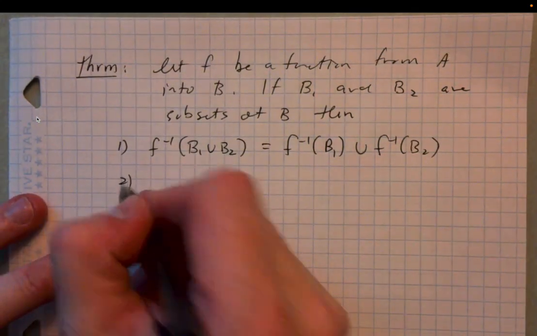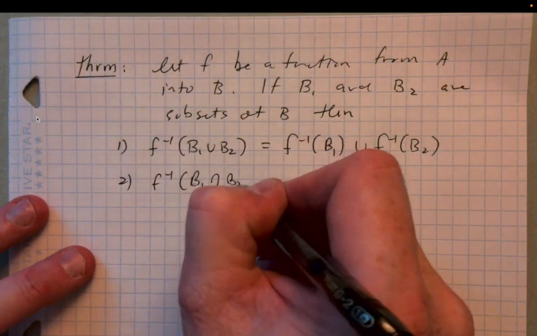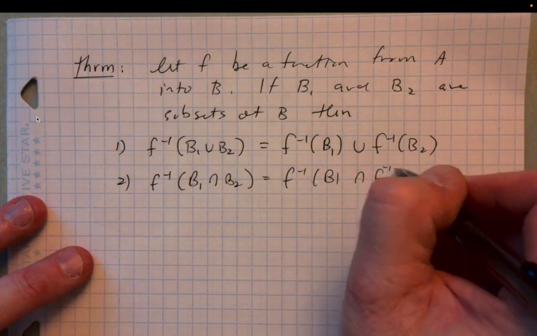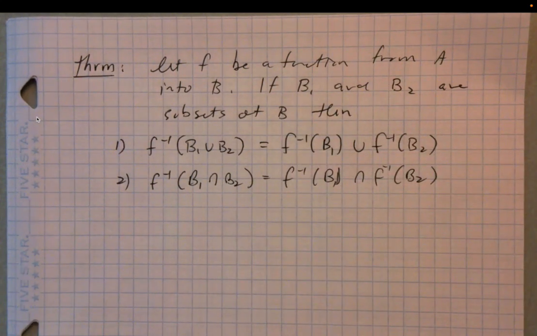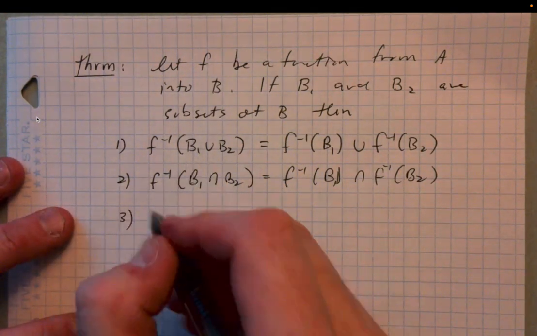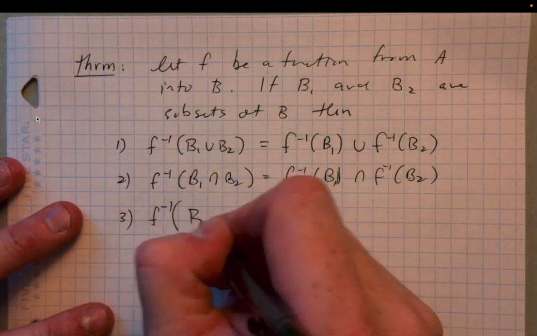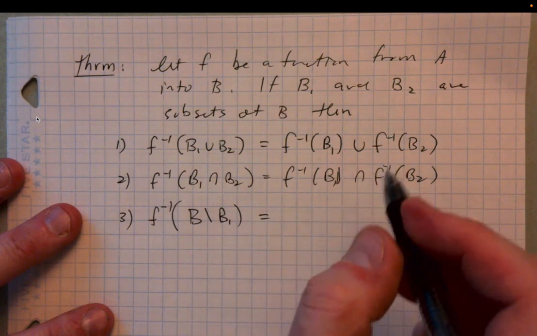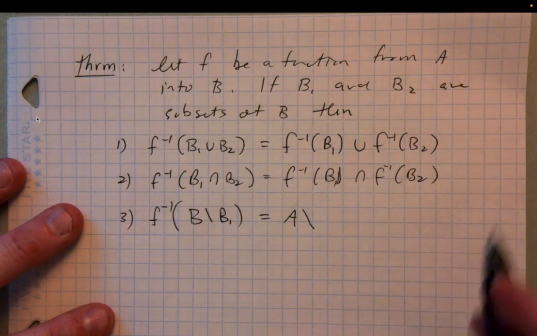The second one says that the inverse image of B1 and B2 is equal to the inverse image of B1 and the inverse image of B2. So here we get equality. And the third one says that the inverse image of the relative complement of B1 in B is equal to the relative complement of the inverse image of B1 in A.